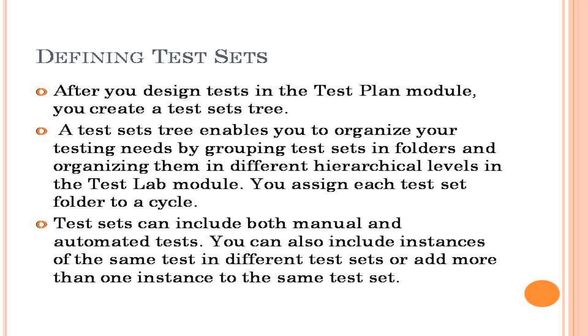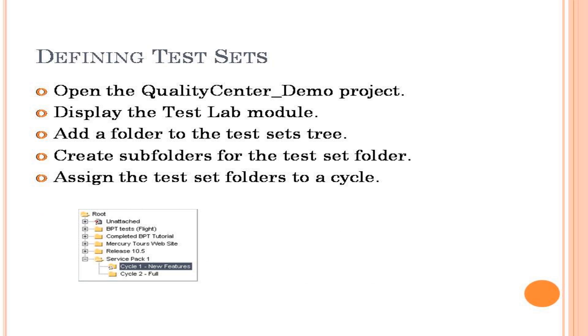In this exercise, you will define the Mercury Tours site test set. You will also set failure rules for the test set to instruct Quality Center how to proceed in the event that an automated test in the test set fails. To define a test set.